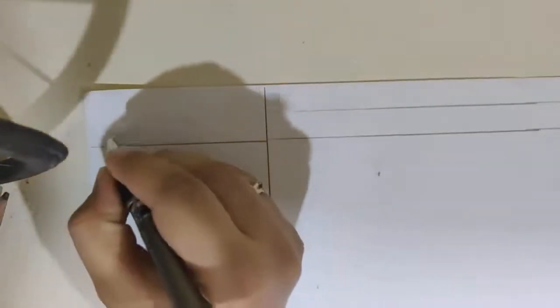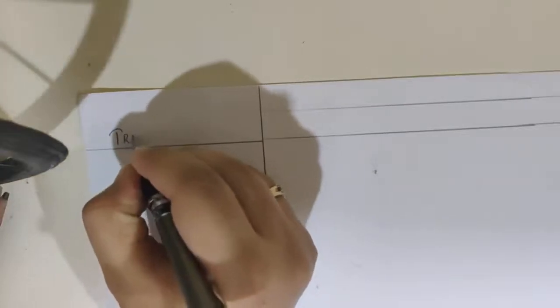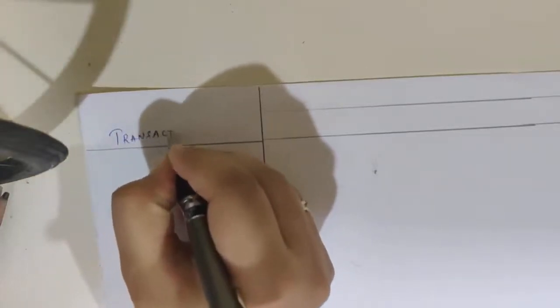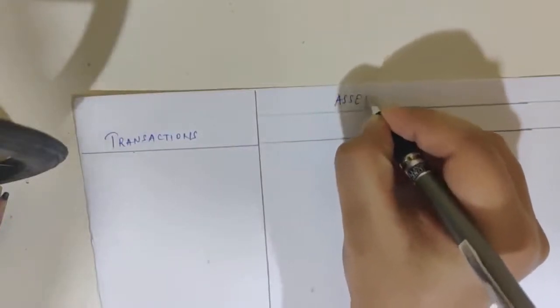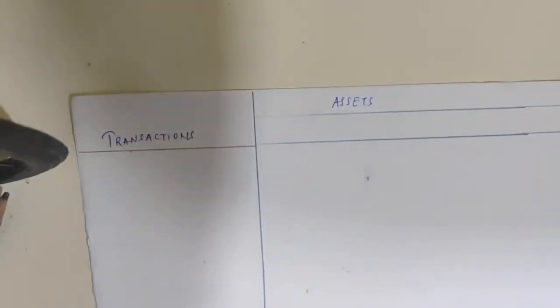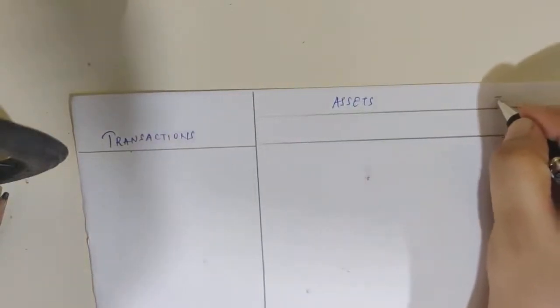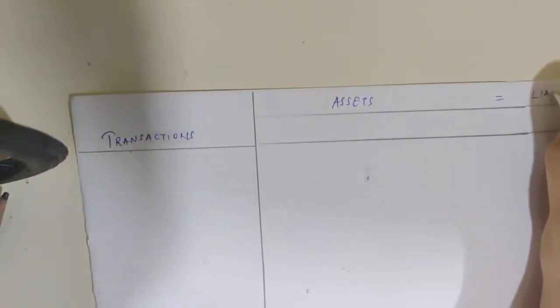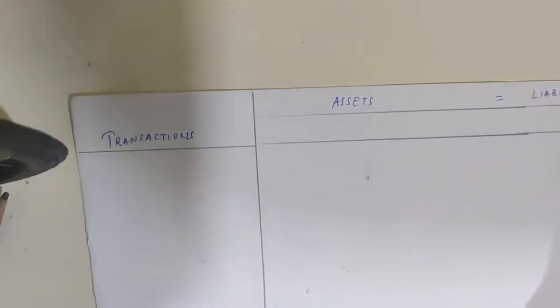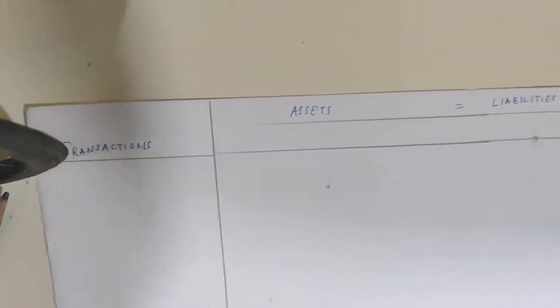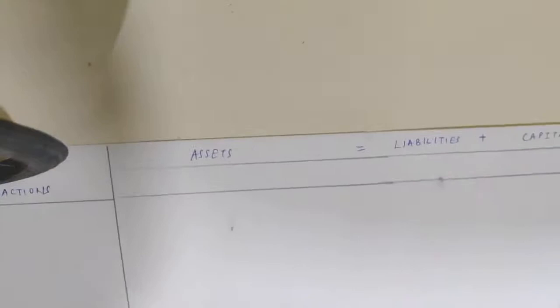Firstly, we are going to write down Transactions. The very next stage, assets, and your assets should be equal to your liabilities. I'm going to divide equally, half portion, and within the center I'm going to write liabilities plus capital. Alright students, I hope everything is visible to you.